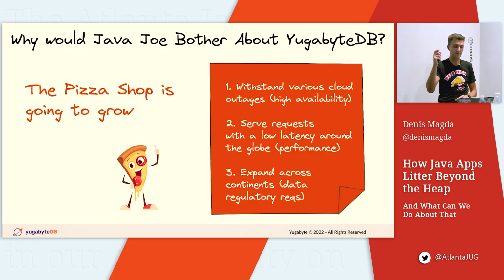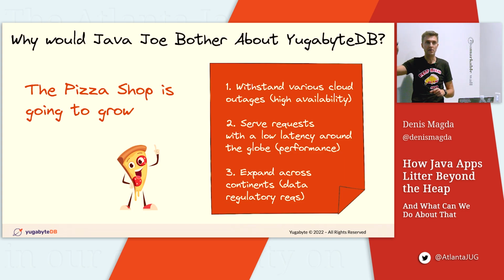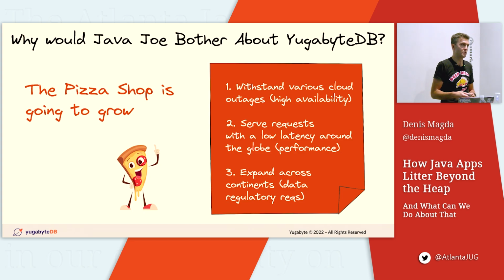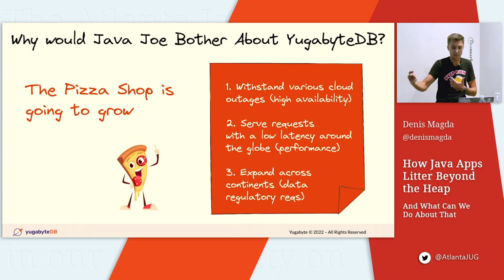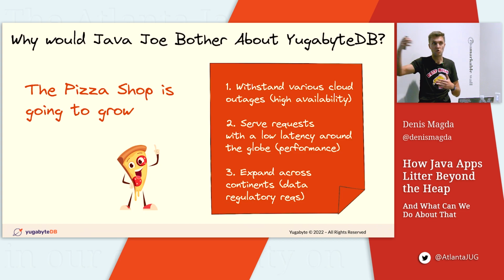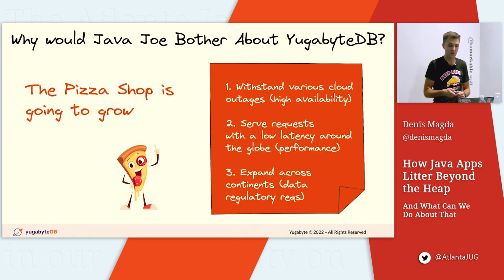So usually, as a hint for you, if you ever decide to use a distributed SQL database such as YugabyteDB, why would you use it? As long as that's a scalable database, if you want to withstand various cloud outages, you can run your database across multiple cloud zones and regions, and every database node is an active reader and writer. It's not like Amazon Aurora, where you can read from any replica, but you can write only to one node. Also, you can serve requests with a low latency around the globe or around distant locations if you also deploy your database across several places.